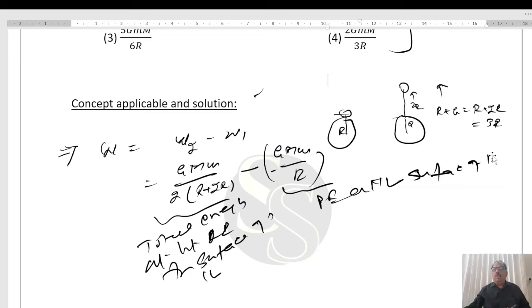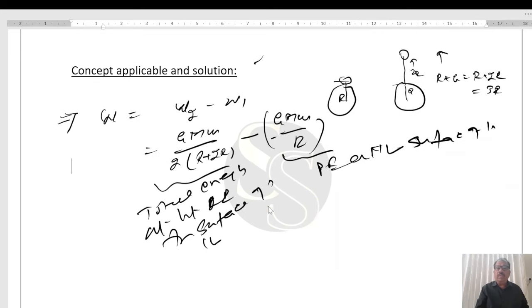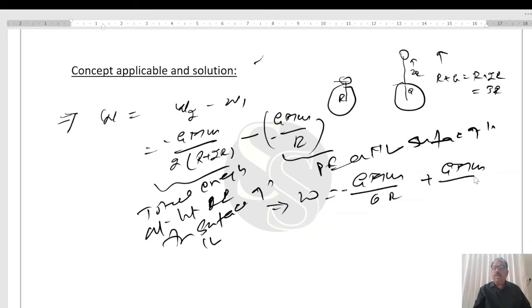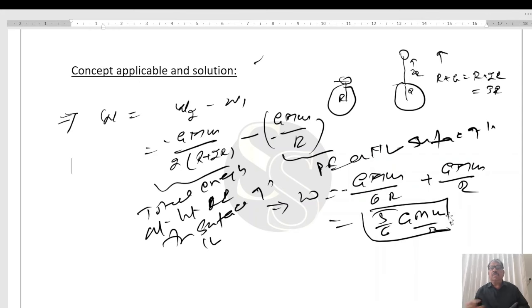Now, on further simplification, we get W equal to minus GMm over 6R plus GMm over R, that is 5 by 6 GMm over R. This is the answer. So let us see the answer. Answer is third. Option 3 is correct.